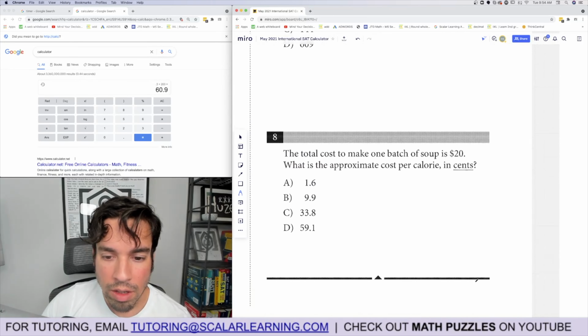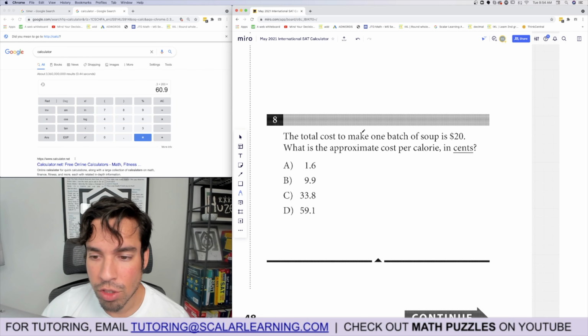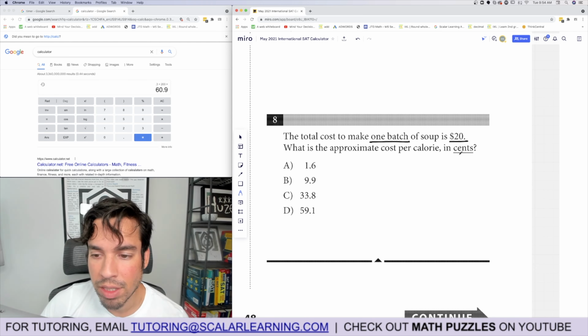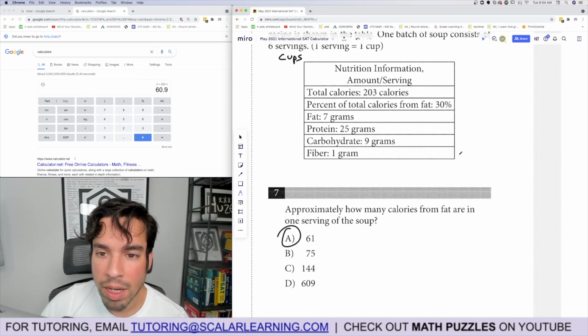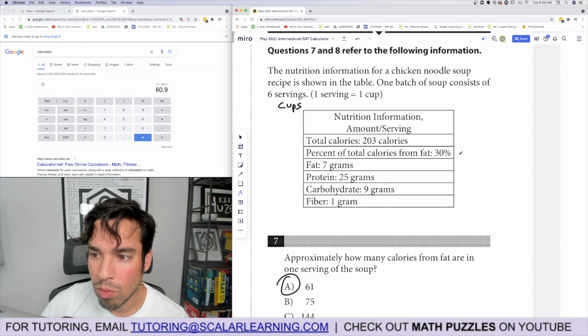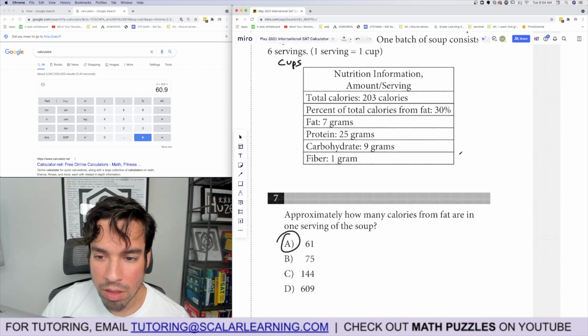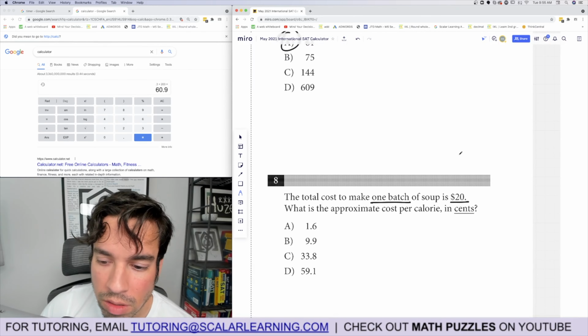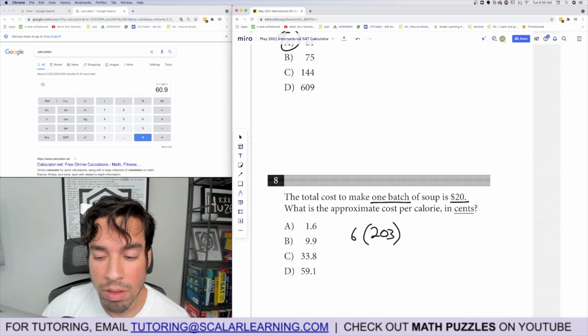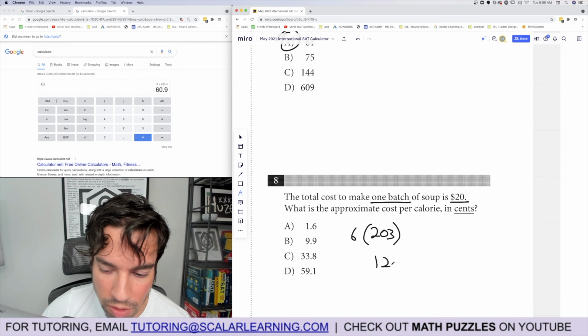Okay, number 8. The total cost to make 1 batch of soup is $20. What is the approximate cost per calorie? Okay, hold on. 1 batch is 6 servings. Got it. So 1 batch is 6 servings, and each serving is 203 calories. 203 calories times 6 first. Then I get the number of total calories in a batch, which is 1,218.